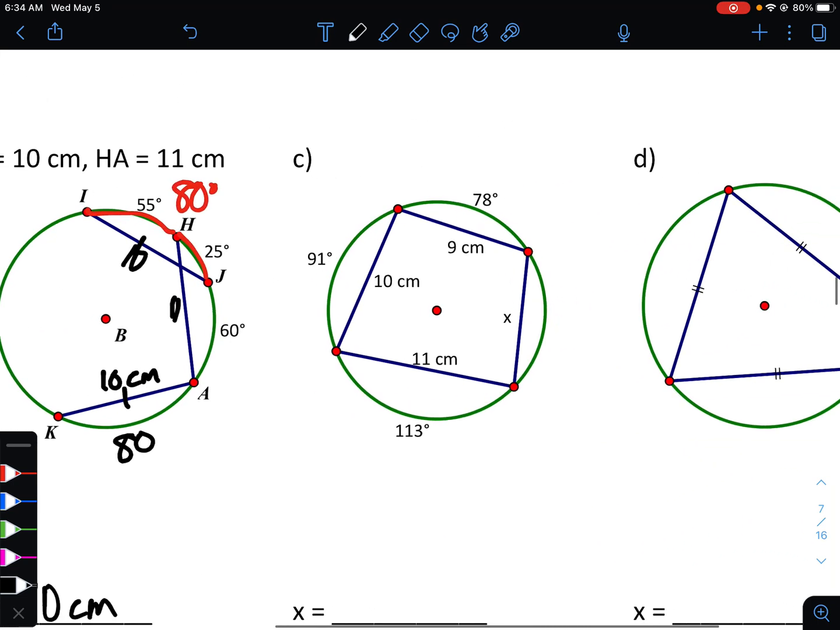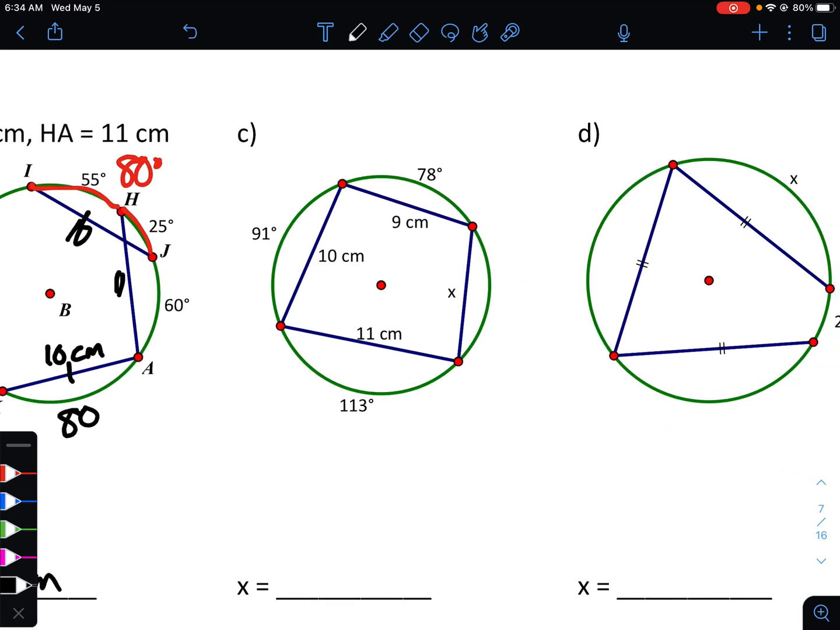All right. In many of these examples, we're going to be continuing to do the same thing. So once again on C, we're going to try to find the measure of this missing arc right here. So we'll take 360 minus the other arcs, so minus 113, minus 91, and then minus 78. And after we subtract all of those numbers, we will get 78. So that would be the measure of this right here.